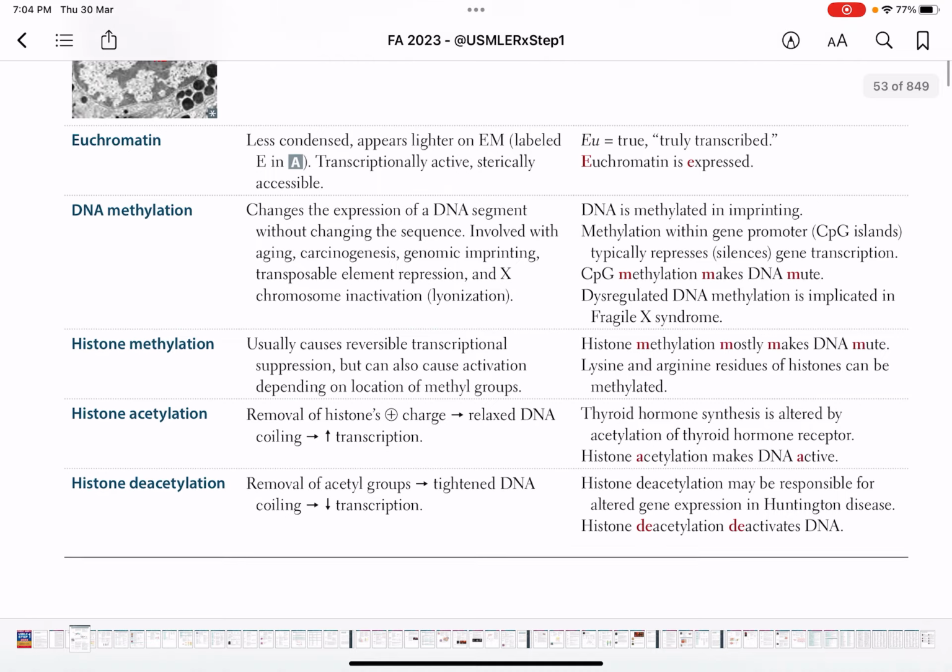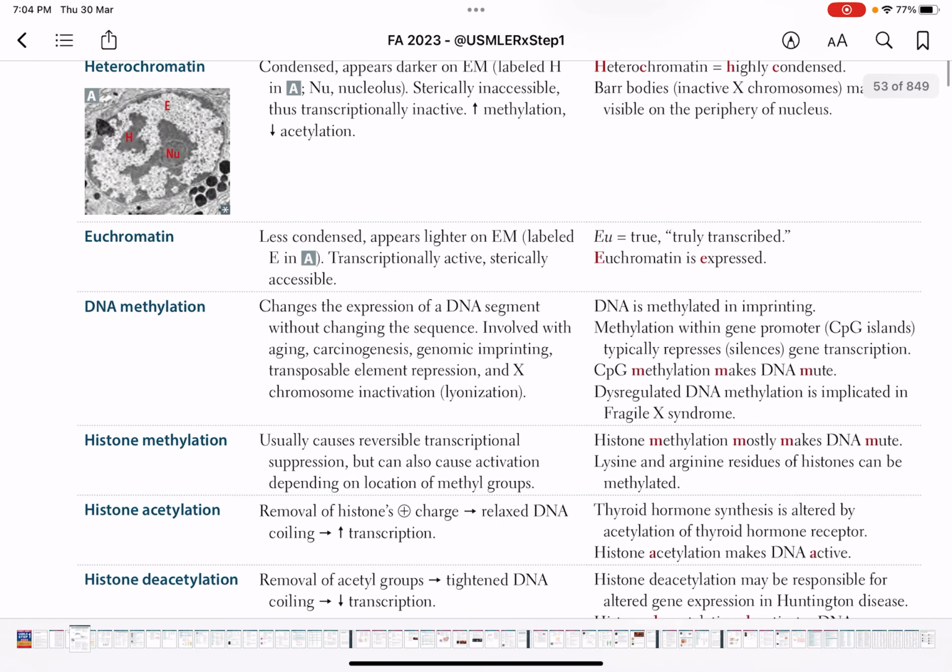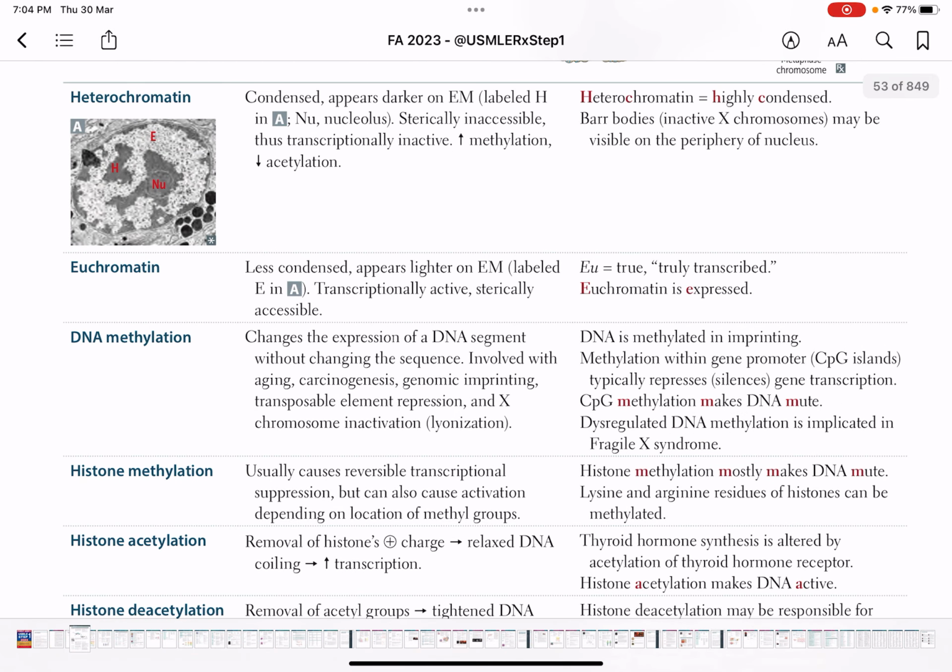So next is euchromatin, which is less condensed, and it appears lighter on electron microscopy. It is labeled E in picture A, and it is transcriptionally active and sterically accessible. So EU stands for true, it is truly transcribed, and euchromatin is the one which is expressed.